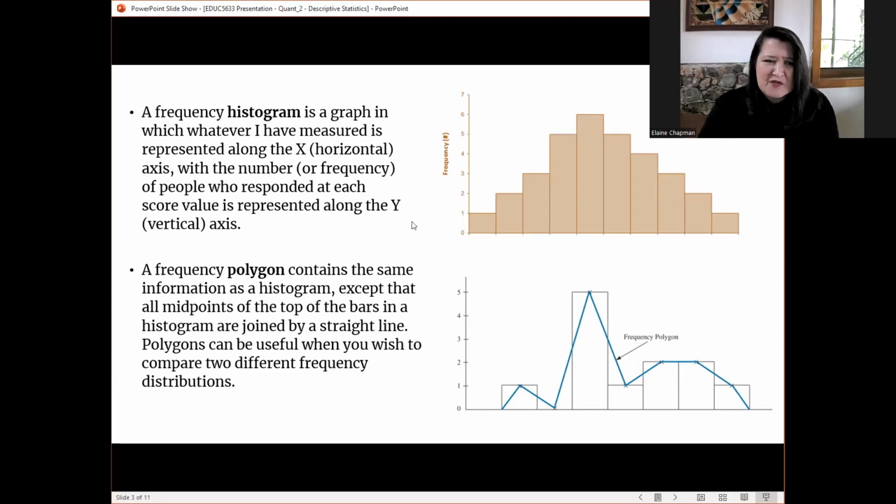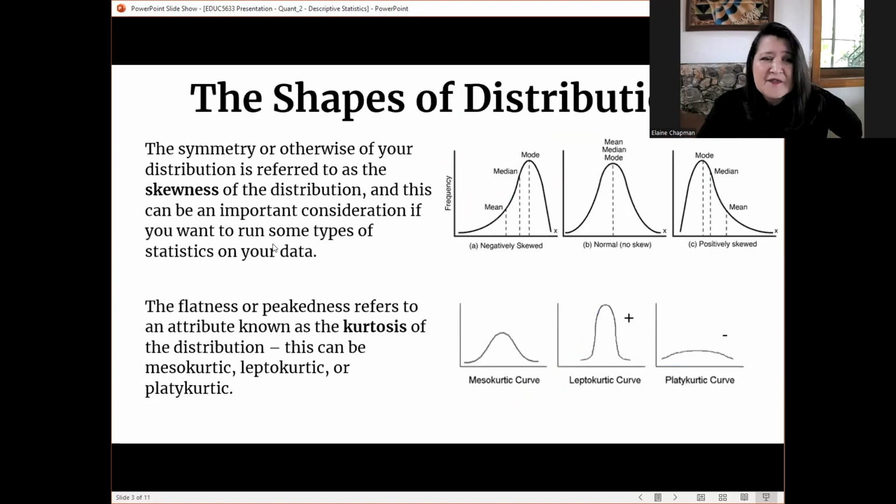Frequency polygons are less easy to interpret, I would say, than frequency histograms, but they can be quite useful if you want to compare different distributions to one another. Okay, but basically these all contain pretty much the same information. The idea is really to represent how frequently each of the score values was recorded in the data that you actually collected. Okay, so these are the most typical sort of displays that we do.